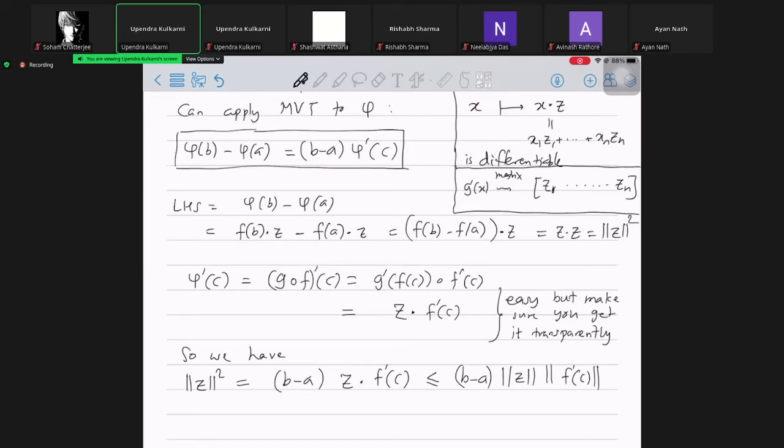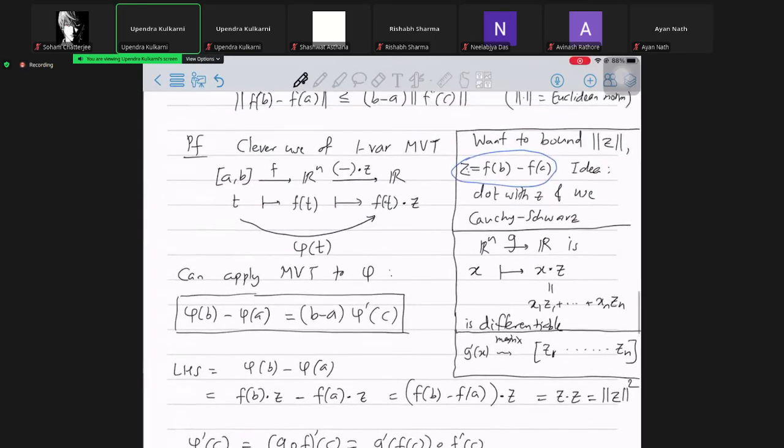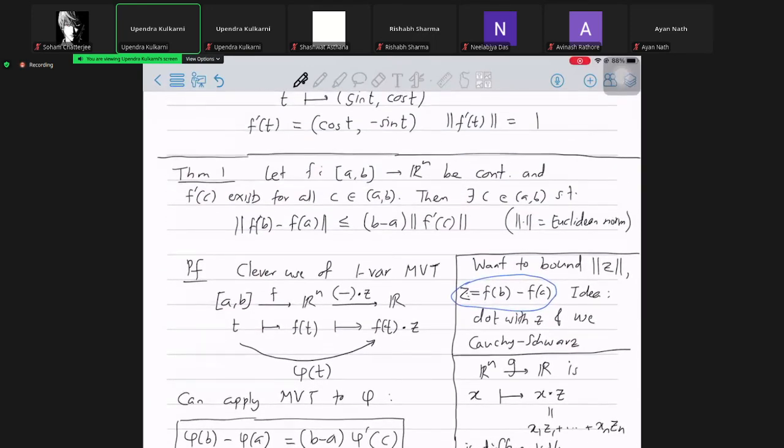Come on, just see the ends now. Either norm Z is 0, in which case we already were done, or we divide by norm Z. Correct. So just look over here. If norm Z is 0, then that just means that F of B is equal to F of A, then the inequality that I want, there is nothing to prove because the left-hand side is 0.